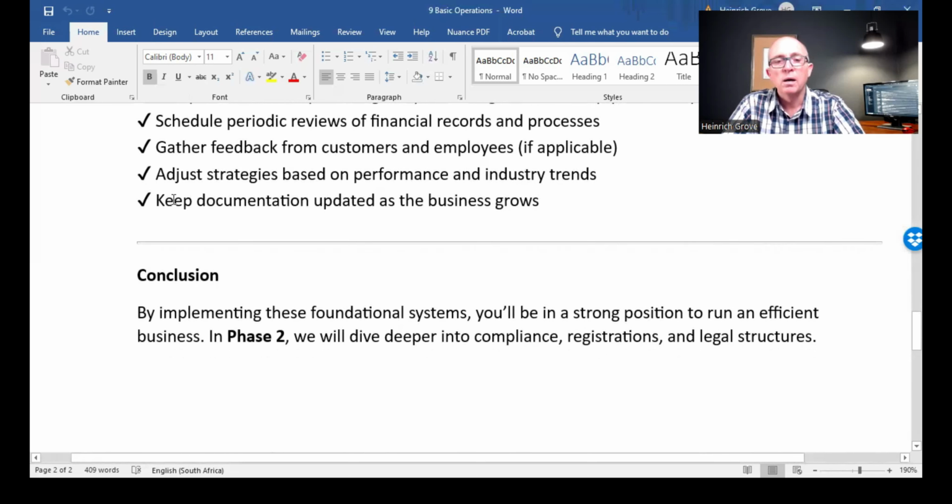I think, conclusion, by implementing these foundational systems, you'll be in a strong position to run an efficient business. In phase 2, we will dive deep into the compliance, registrations, and legal structures. So I think this section over here, the basic operations, is food for thought, but it's important that you think about it before you start your business so that you already know which software packages you're going to use, get to know those packages and see how they work and how you interact with them, and do the basic registrations. So when you hit the ground, you can hit the ground running, and you don't have all these little nitty-gritty things that pop up and trip you up.